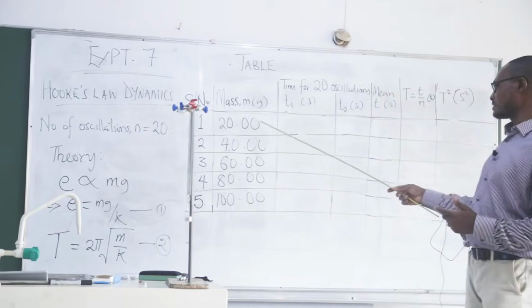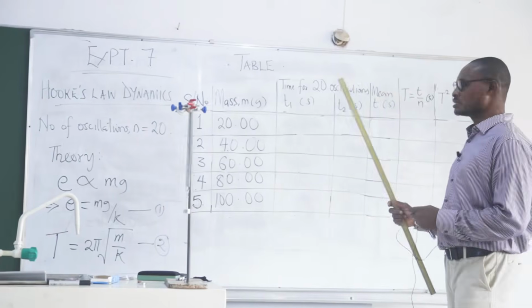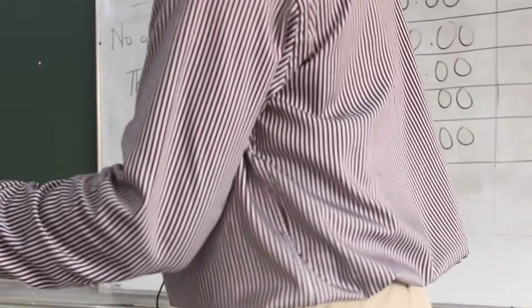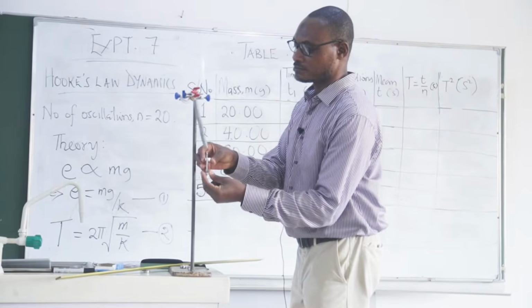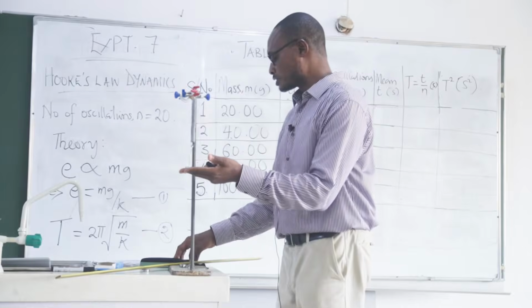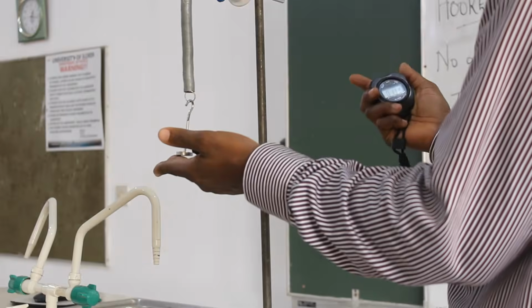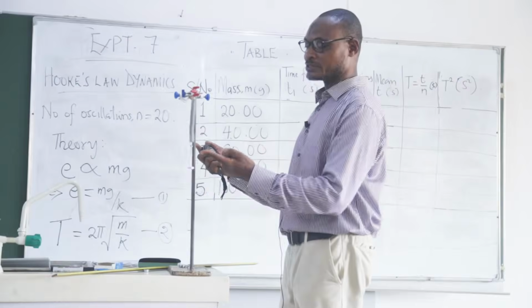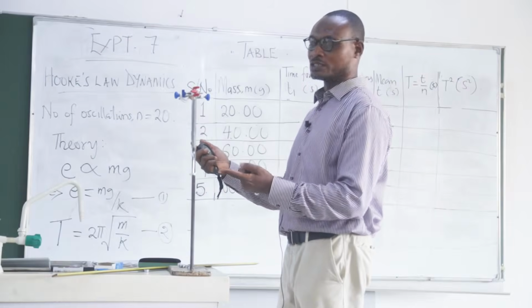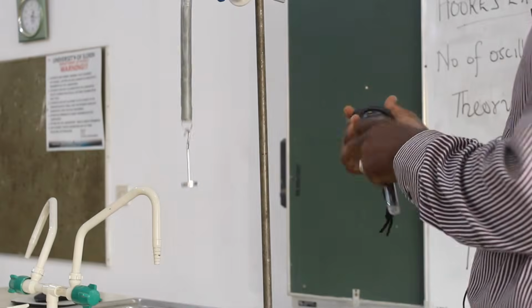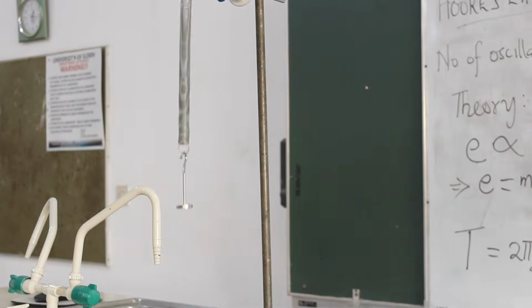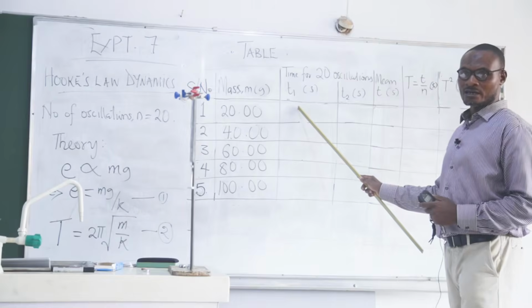Now, we are starting with 20 gram mass. All you need to do is load the spring with 20 grams. Then you set it into oscillation while holding your stopwatch. You count down from 3, 2, 1, and you start your oscillation and you start counting. So when you get to 20, you stop it and take your reading. Whatever value you get, you're going to record it under this T1. I hope this is clear now.